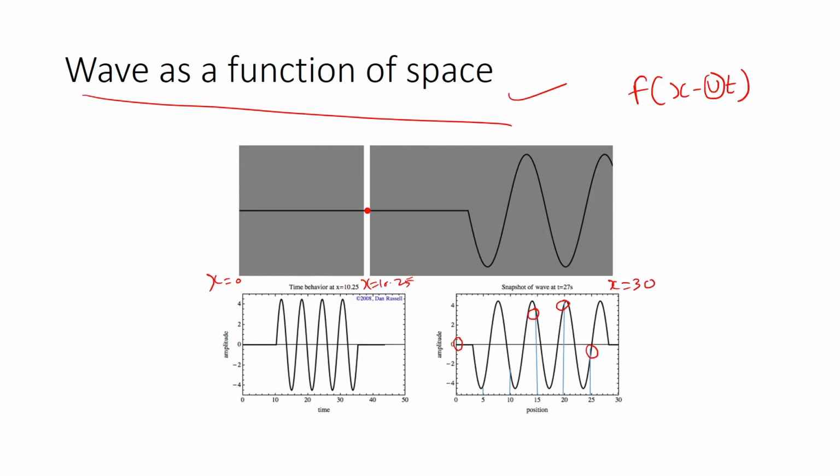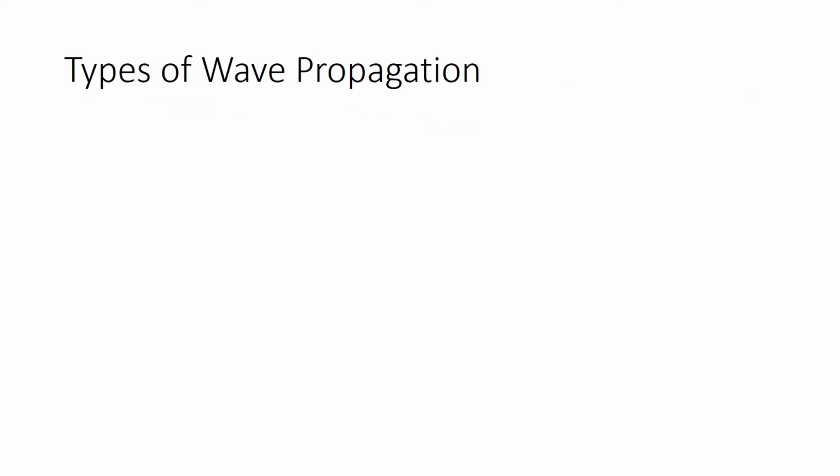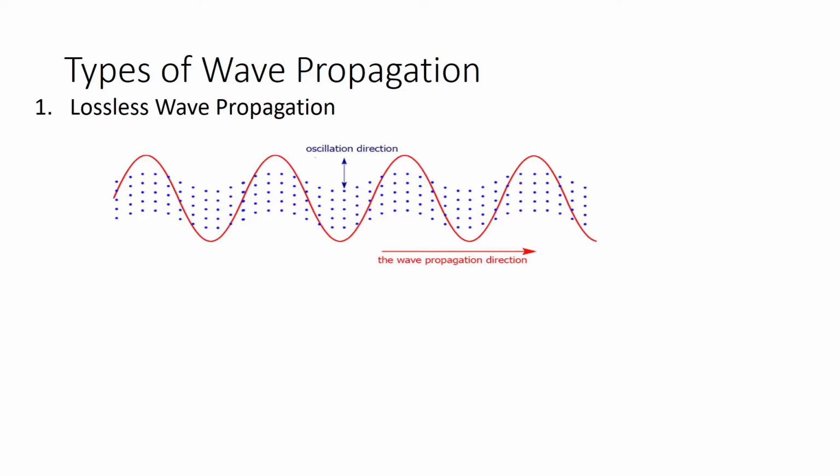Now that we have understood that a wave is a function of time and space, let us discuss how many types of wave propagation are present. There are two types of wave propagation. They are a lossless wave propagation, where the energy as perceived by points which are at different distances.